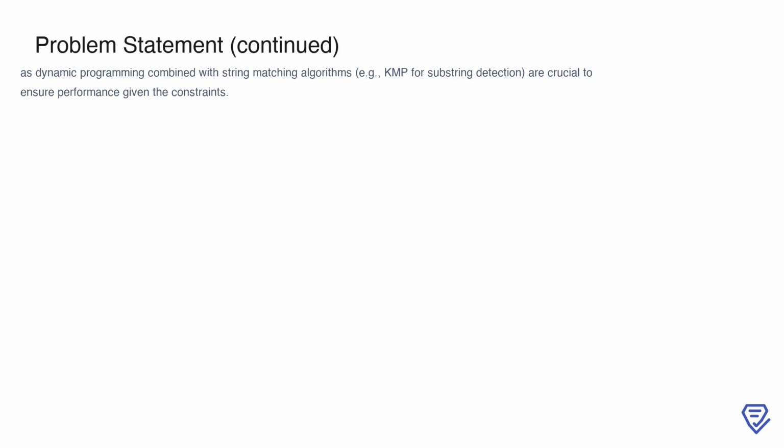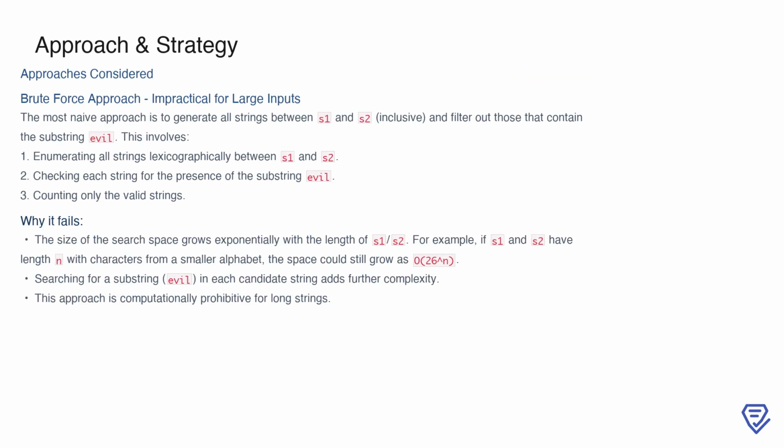To begin, let's consider the brute force approach to solving this problem. The idea here is to generate all possible strings that lie lexicographically between S1 and S2, and then filter out the ones that contain the substring evil. This involves iterating through every string in this range, checking each one for the presence of evil, and counting only the valid strings. While this approach is conceptually simple, it becomes computationally infeasible as the size of the input grows.